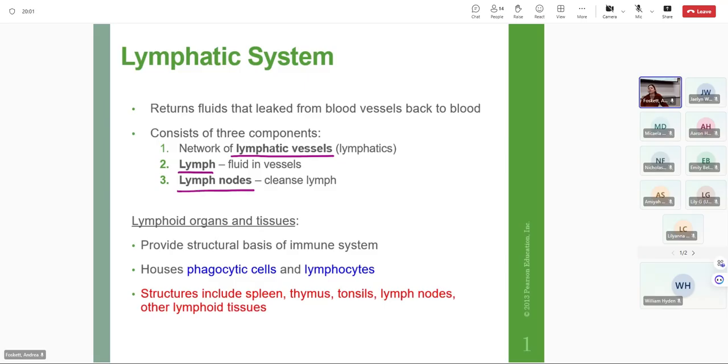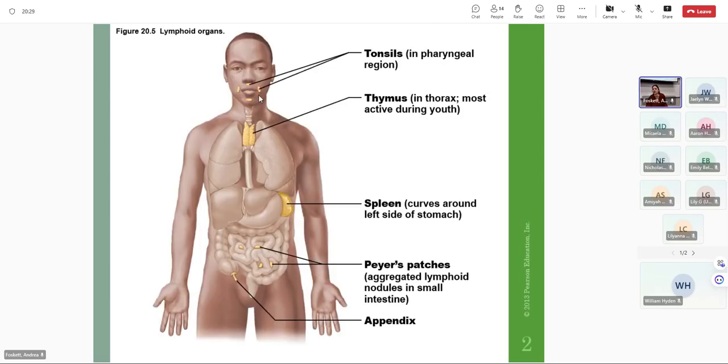The main lymphoid organs, meaning organs related to the lymphatic system and therefore to immunity, are mostly what you see here, and you will identify these in lab. The spleen, the thymus, tonsils, very important. Lymph nodes have different names based on how they are regionally located. And then we'll talk about some specialized lymphoid tissues like mucosa-associated lymphoid tissues, MALT. Here are some of those lymphoid organs that you'll be identifying in lab.